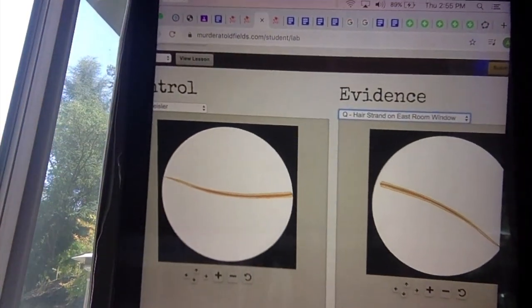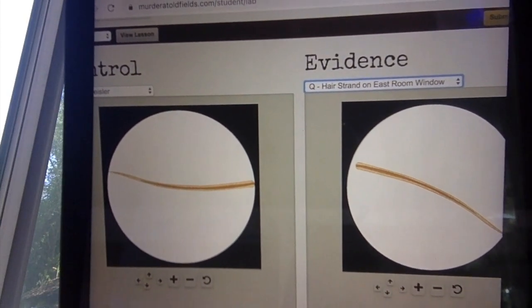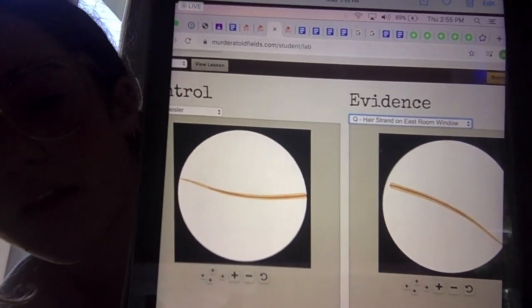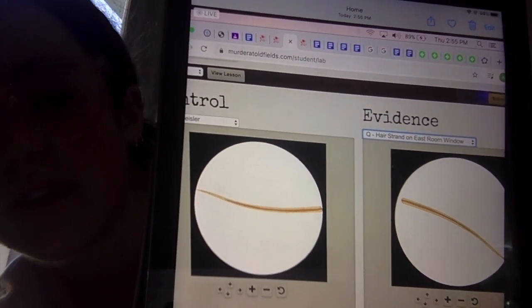The next is from Anton Geisler, and his hair sample is comparable to the trace evidence found on the east room window, and this is important because it is the place where the murderer broke into the Smiths' house. On both these samples, they were both straight blonde. The medulla pattern was continuous and the structure was amorphous, and on both the scale pattern is imbricate.